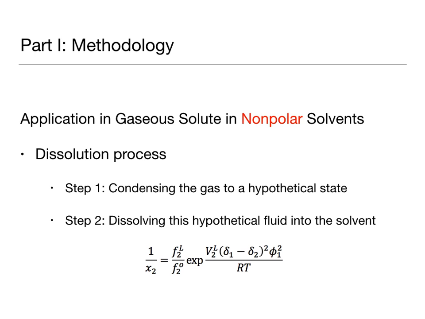Let's begin with considering the gas solute in non-polar solvent. The regular solution equation cannot be used directly since it assumes no volume change. Therefore, the author regarded the dissolution process as an isothermal process in two steps. First, condense the gas to a hypothetical state having a volume close to the partial molar volume which it has as a solute in the liquid solvent. Second, dissolve this hypothetical liquid-like fluid into the solvent, and then the regular solution equation can be used in the second step.